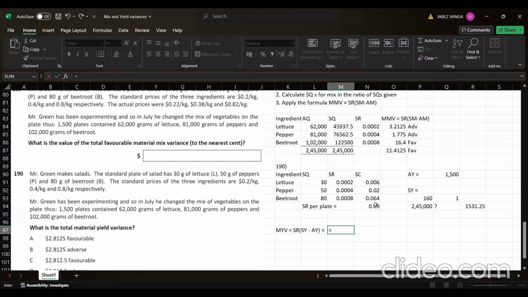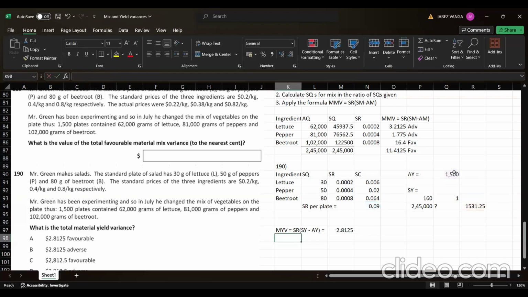Standard rate, we have it as 0.09 per plate. So here it would be per plate output, into the standard yield, which is 1531. Either way we can write it. It is only about the logic that we apply here. The result is 2.8125.